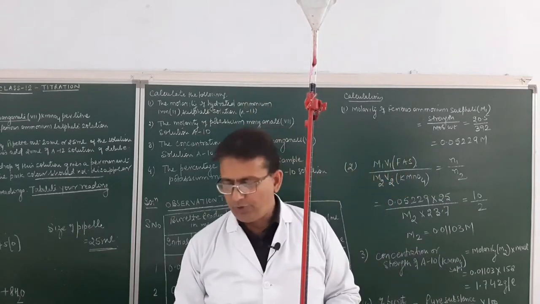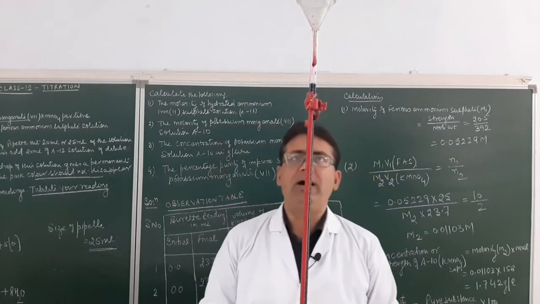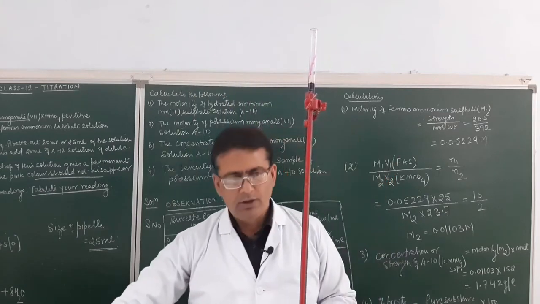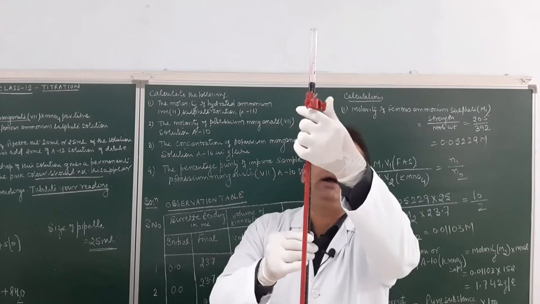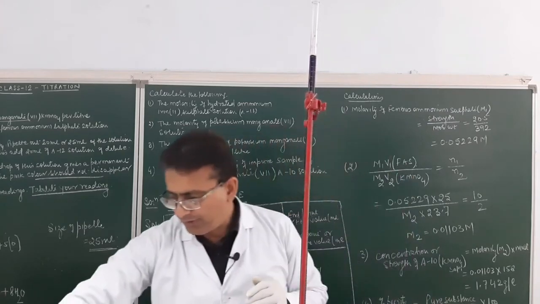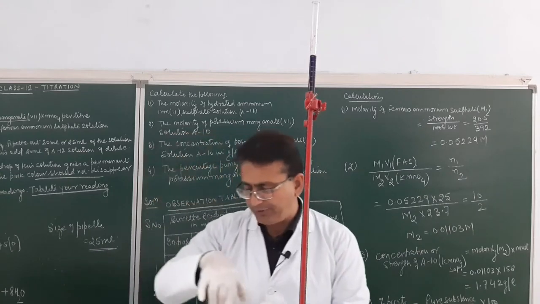Like this. It is filled up to the 0 mark over here. Now you can remove this funnel from here. Now what is to be done? You may adjust this burette. This is ferrous ammonium sulphate.